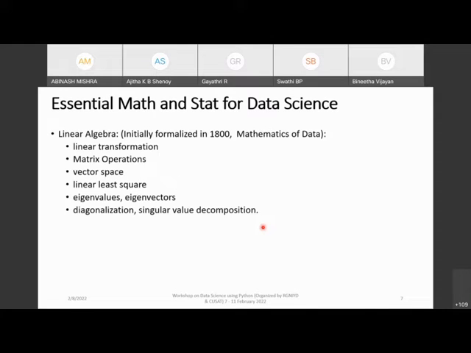So now let us come to the mathematics part. I am talking about mathematics only in today's talk because it's a 1 hour talk and I cannot cover both math, probability, and statistics in this.